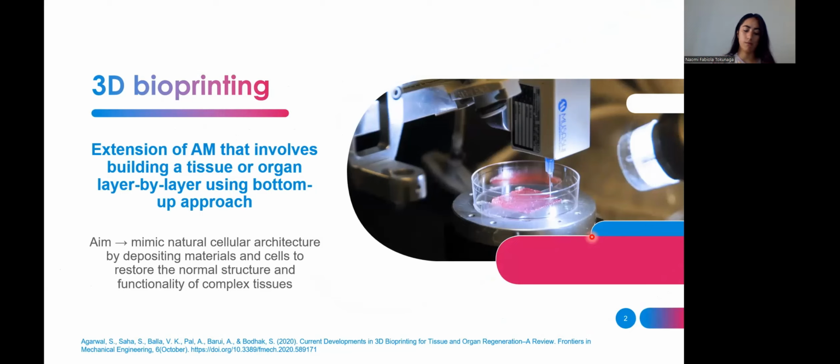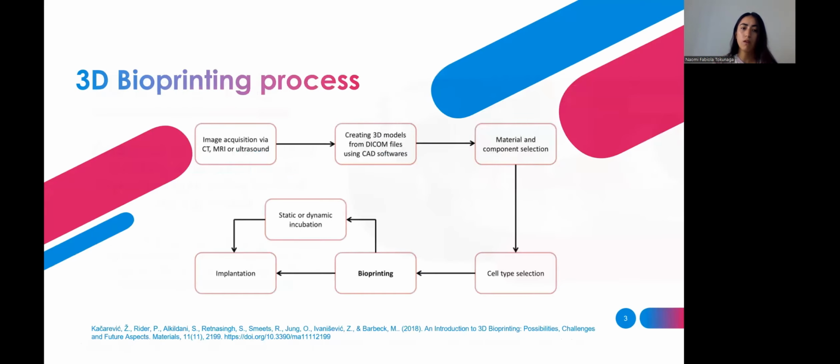Now, bioprinting can provide patient-specific spatial geometry, controlled microstructures, and the positioning of different cell types for the fabrication of tissue engineering scaffolds. Its main objective is to mimic natural cellular architecture by depositing materials in cells to restore the normal structure and functionality of complex tissues.